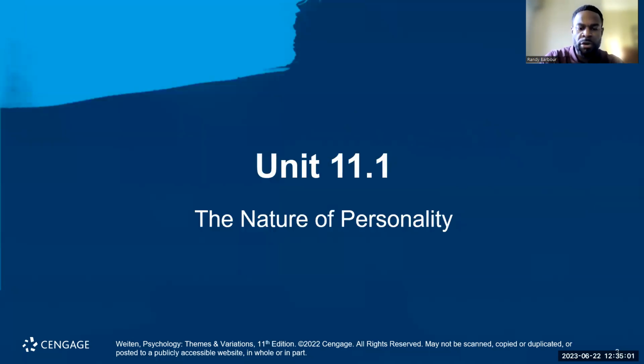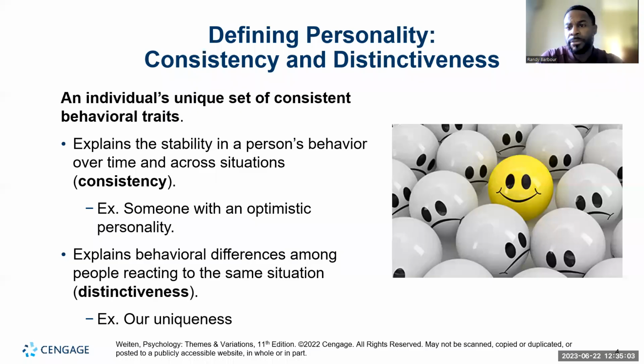Okay, so just the nature of personality. What is personality? So personality itself is just any individual's unique set of consistent behavioral traits. And when we talk about consistency, it means that your behavior over the course of time and across situations is pretty stable. So when you are going to a party, your behavior in that party is pretty stable for who you are and your personality type. Either you're pretty extroverted or introverted, right?